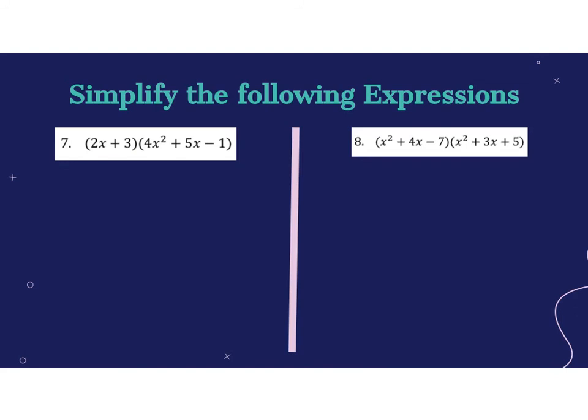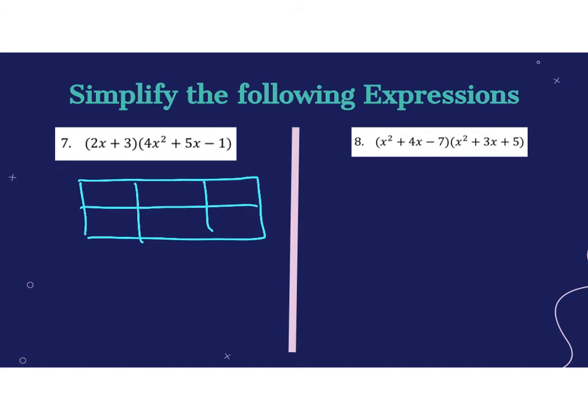So in number 7, I have a 2 by 3, so I'm going to go back to horizontal just because I feel like it saves a little bit of space. I don't know, that might not really be true, but it just feels that way to me, so that's what I do. 2x and 3, and then 4x squared, 5x, and -1.